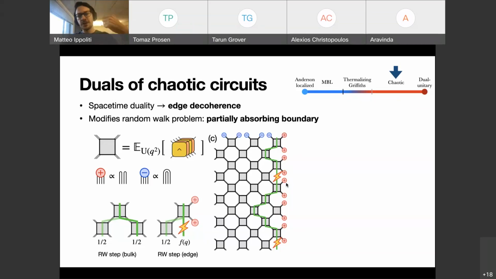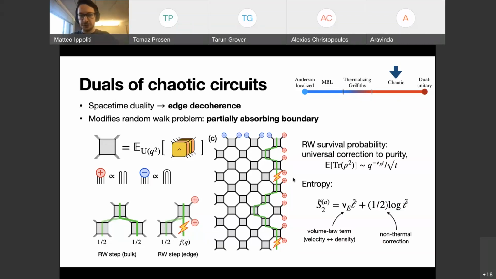So you have a random walker that's trying to move backwards in time, but it's being partially absorbed by this boundary. And so what matters for the calculation is the survival probability of this random walker with this partially absorbing boundary condition. And there's results on this which tell you that the scaling of purity that you found earlier gets modified by appending this factor of square root of t. And so after taking a log, this gets us the entropy of V times L, which is what I promised earlier. So the entropy density is equal to the entanglement velocity.